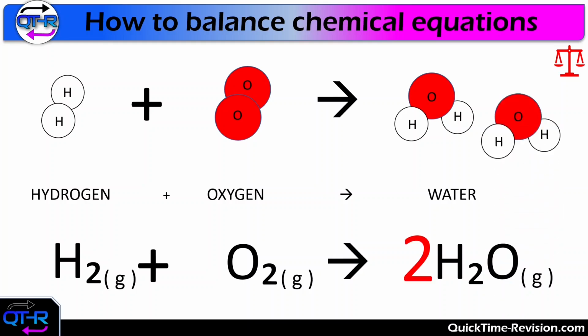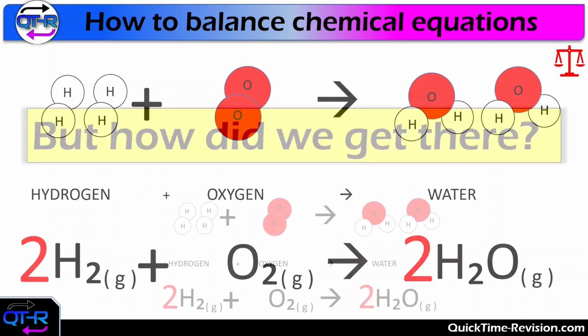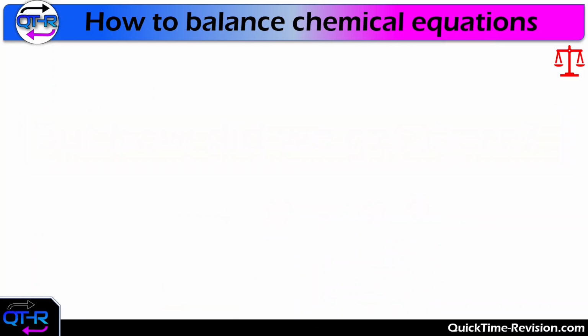So if I had 2 water molecules and 2 hydrogen molecules, now when we count the number of atoms in each side of the arrow, they will be the same. You will have 4 hydrogens, 2 oxygens before the arrow, and after the arrow, 4 hydrogens and 2 oxygens again. But how do we get there?